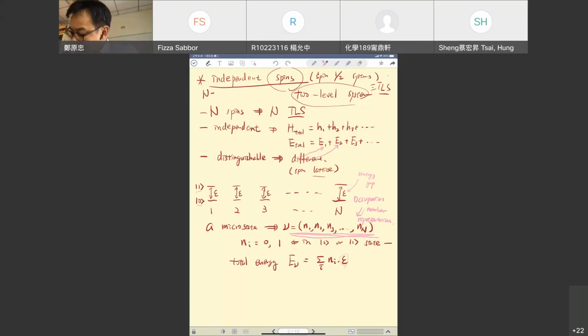So we know how to calculate energy. In principle, then we can calculate the partition function. The partition function is a sum over all these things, right? But recall that in this case, you have n different spins. So how many microstates are there? Each spin can be either 0 or 1, 2 possibilities. You have n spins. So there are 2 to the n microstates.